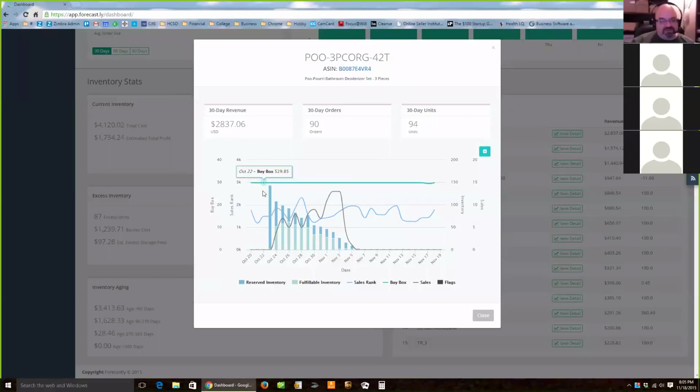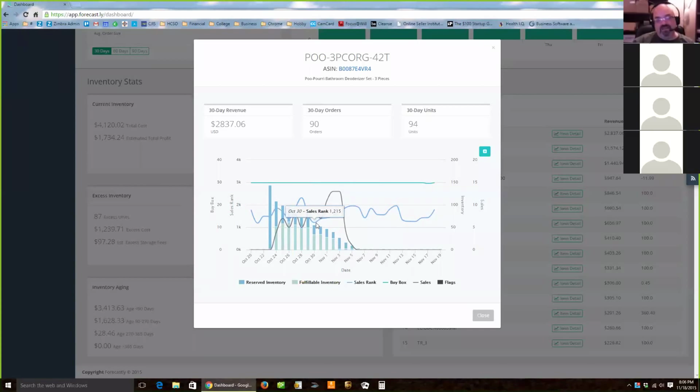This is the reserved inventory, so how many units I've had reserved. Now this is spiked here because that's when it checked in. So I had 144 reserved. Then you start seeing them check in as fulfillable, and then they went to reserved for sales purposes. And then you can see the fulfillable drop and then the reserved, and as they all shipped out, they kind of plummeted here. It shows the sales rank, the fluctuation.